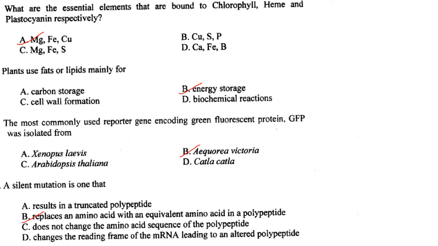A silent mutation is one that replaces an amino acid with an equivalent amino acid in a polypeptide. So answer is option B, replaces an amino acid with an equivalent amino acid.